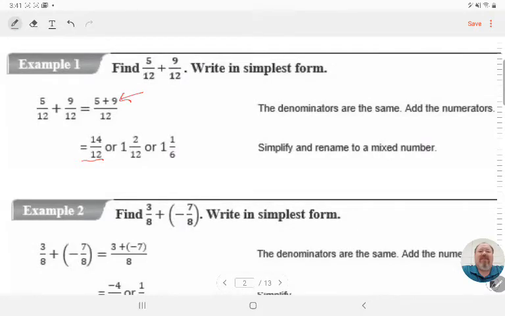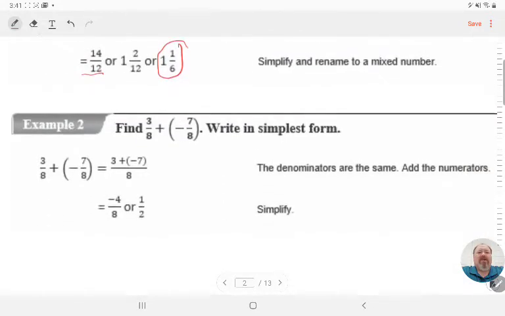Now we need to simplify that. To simplify that, we need to turn that into a mixed number. Well, 12 goes into 14 one time with a remainder of 2. And remember, we put the remainder over the denominator. So that's 1 and 2/12. And then we could simplify that 2/12 down to 1/6 because 2 goes into 2 one time and 2 goes into 12 6 times. So that's 1 and 1/6. Okay? All right, let's look at another one.